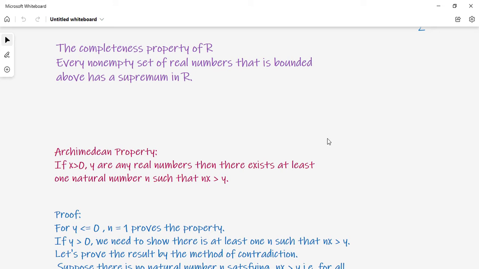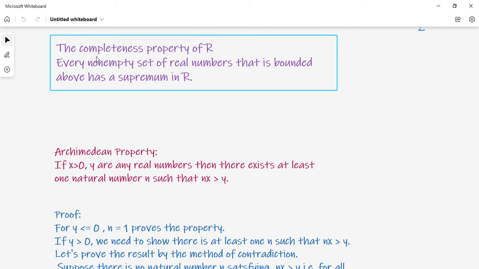Archimedean property and density theorem. First, let us come to the completeness property of R. R is the set of real numbers and it is a complete set.